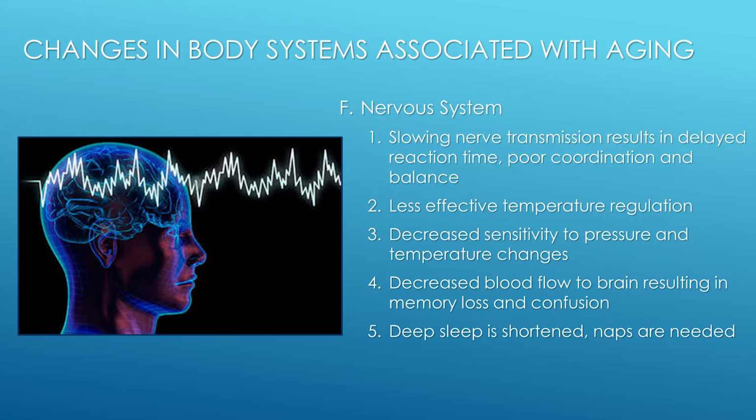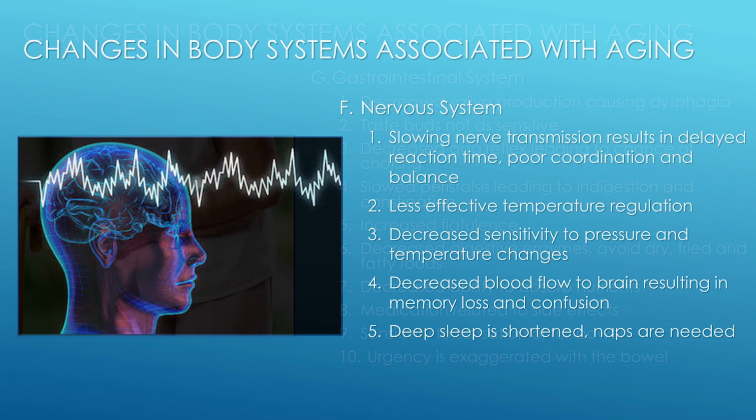F. Nervous system. Slowing nerve transmissions result in delayed reaction time, poor coordination and balance. Less effective temperature regulation. Decreased sensitivity to pressure and temperature changes. Decreased blood flow to brain, resulting in memory loss and confusion. Deep sleep is shortened. Naps are needed.